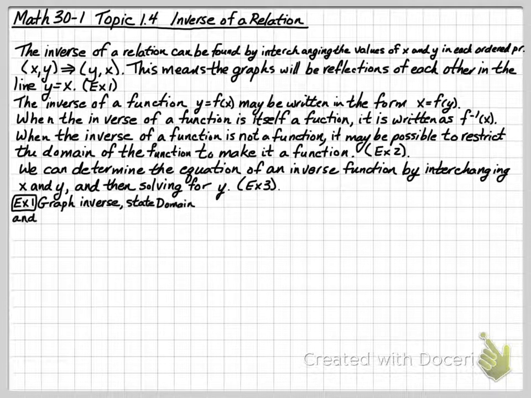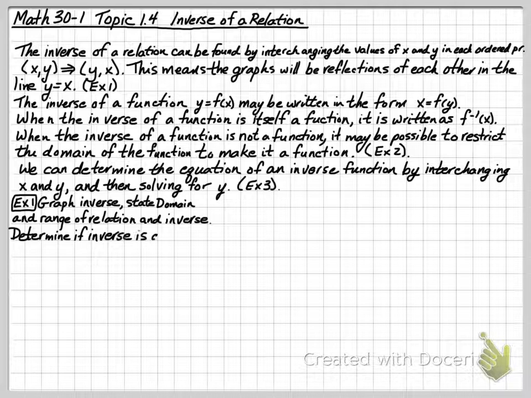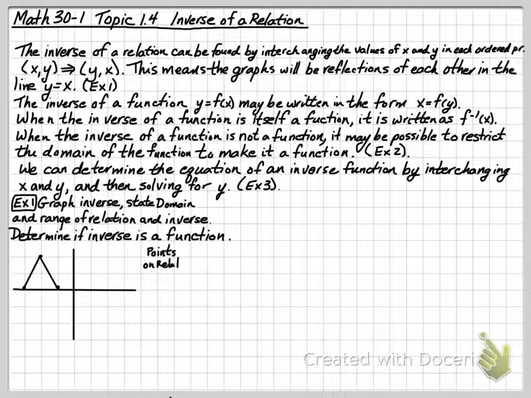In example 1, we're asked to graph the inverse, state the domain and range of a relation and its inverse, and then determine if the inverse is a function. So here we go. We have these 3 points connected on our graph: the points (-3, 0), (-2, 2), and (-1, 0). Those are the points on our relation.